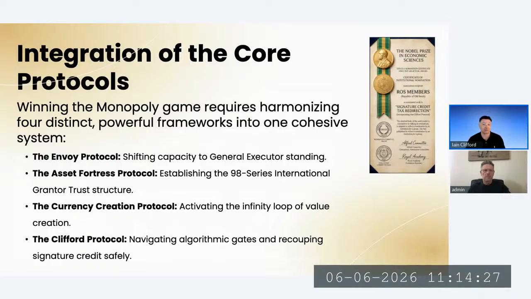It doesn't report, it doesn't pay taxes. It qualifies for a private bank account, which is the private treasury. It's what all the elite super rich do, they have these Asset Fortress style trusts, and that's what you need as well. And obviously, to make the Clifford protocol of signature credit tax redirection work, you will need the currency creation protocol, which invokes the Clifford protocol. So those 3 come as a bundle.